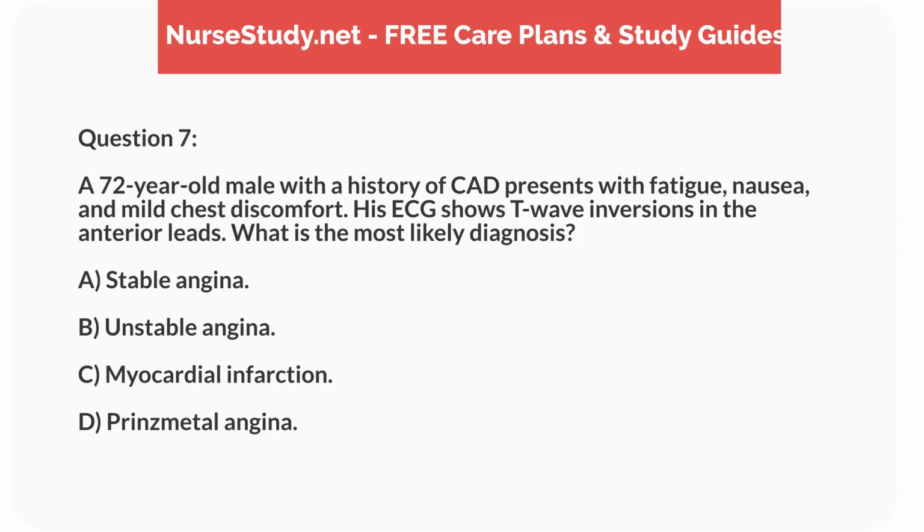Question 7. A 72-year-old male with a history of CAD presents with fatigue, nausea, and mild chest discomfort. His ECG shows T-wave inversions in the anterior leads. What is the most likely diagnosis? A. Stable angina. B. Unstable angina. C. Myocardial infarction. D. Prinzmetal angina.